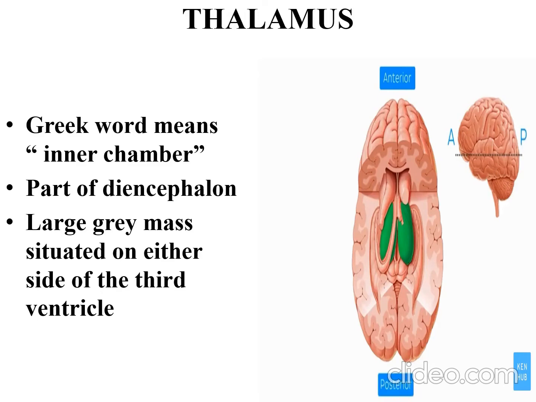Now we will see in detail about the thalamus. The word thalamus is Greek, which means inner chamber or inner room. It is a part of the diencephalon. The thalamus is a large grey matter mass located on either side of the third ventricle, above the midbrain. Here the green color is the thalamus, and this acts as a relay station for all sensation except olfaction.